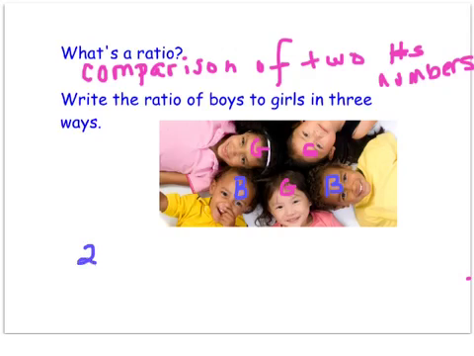You can write a ratio 3 different ways. The first way is to write 2, then a colon, then 3, so there are 2 boys to every 3 girls. Another way, you can write it as a fraction, 2 over 3. And the last way, you write the number 2, then the word "to", then 3. You can write it using a colon, a fraction, or with the word "to". Did you guys love that or what?